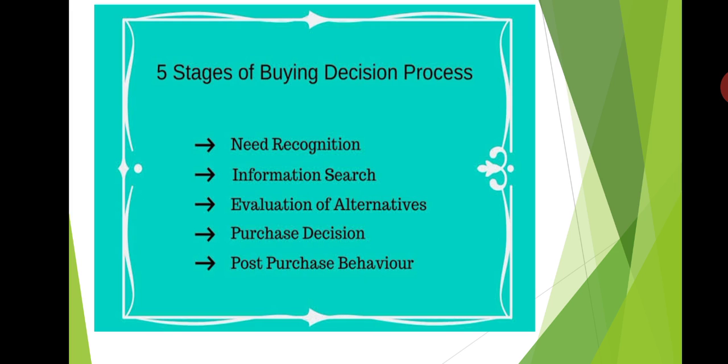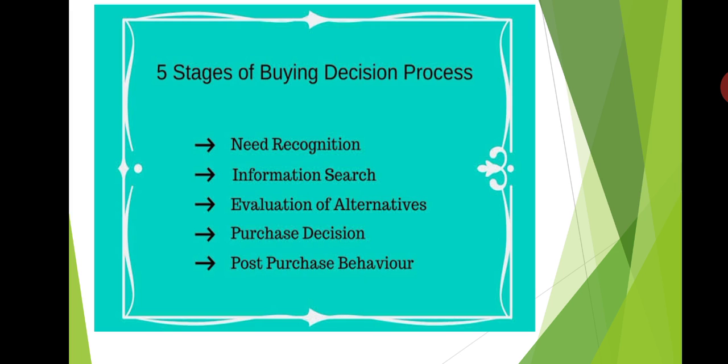When it is not clear what type or brand of the product can offer the best satisfaction, and where and how it can be secured, the person will have to search for relevant information about the product. So this is about the second stage, information search.